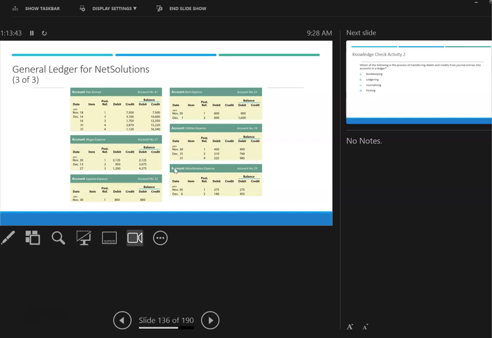So thank God for software today. But the purpose of this chapter is to help you understand how software works. Does that make sense?